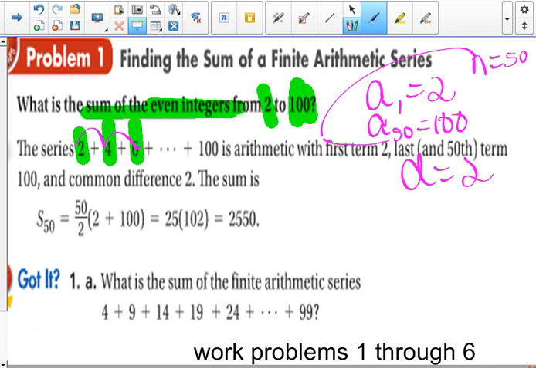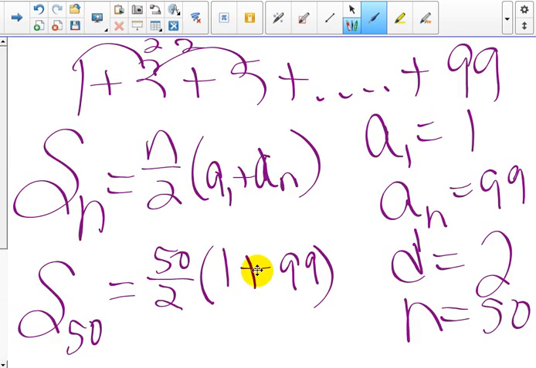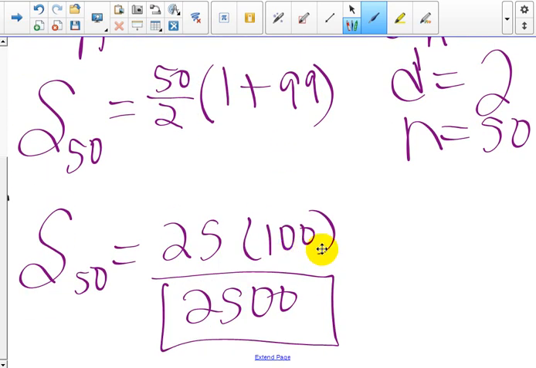Okay, so now I'm going to give you the answer to the got it. And here you're going to use your summation formula. S sub n equals n divided by 2 times your first term plus your last term, which is 1 plus 99. There's 50 terms divided by 2. So it's going to be 25 times 100, which is 2,500. So that's the got it problem.